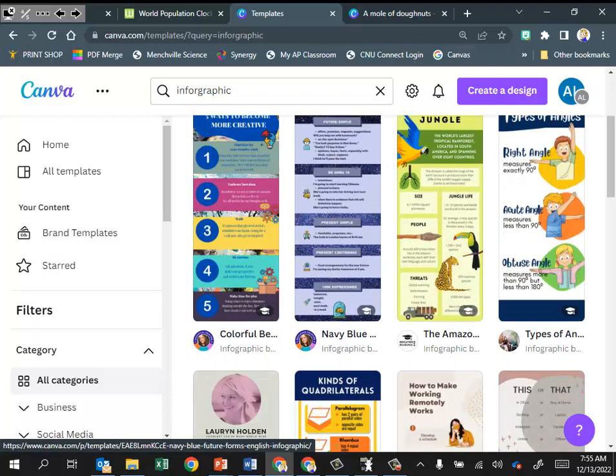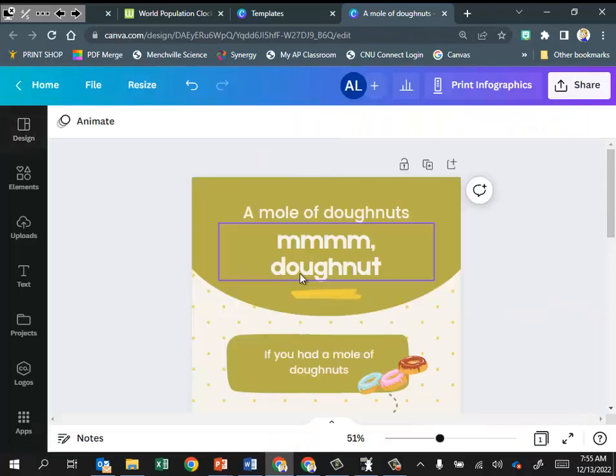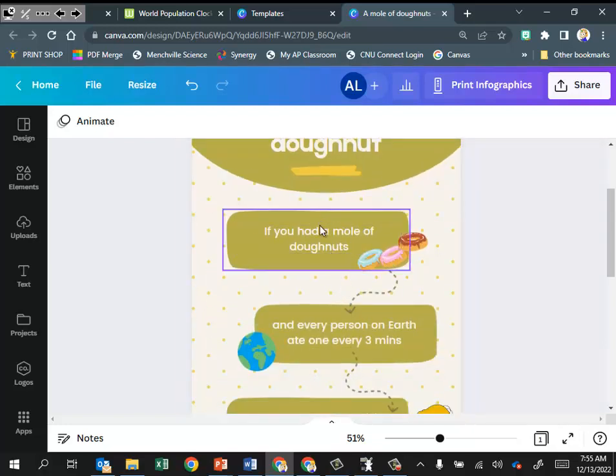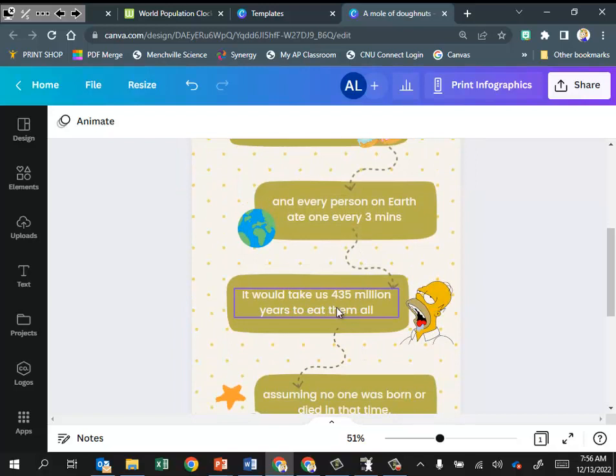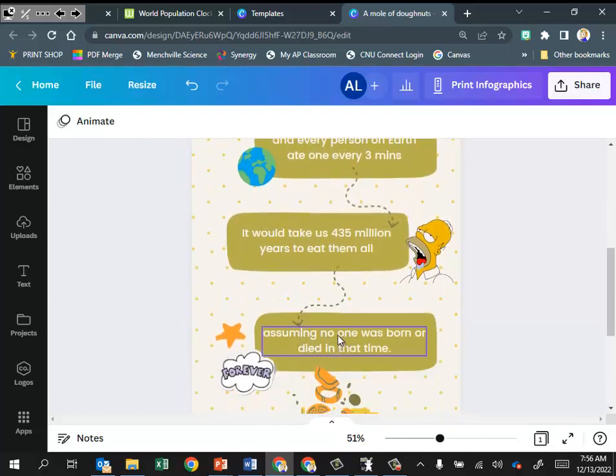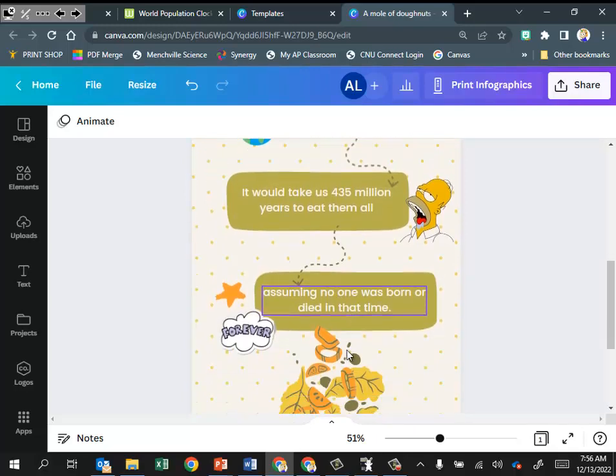You'll select whichever one of these. All the pictures can be changed out, and once you've selected one, you'll come up with some cute little opening title and start your sentence. Every sentence will start with, if you had a mole of, and then whatever you chose. So for me, if I had a mole of donuts. And then the next sentence, and every person on Earth ate one every 3 minutes, it would take us 435 million years to eat them all, assuming no one was born or died in that time.